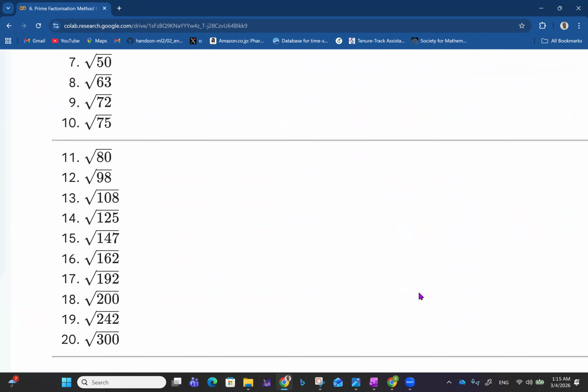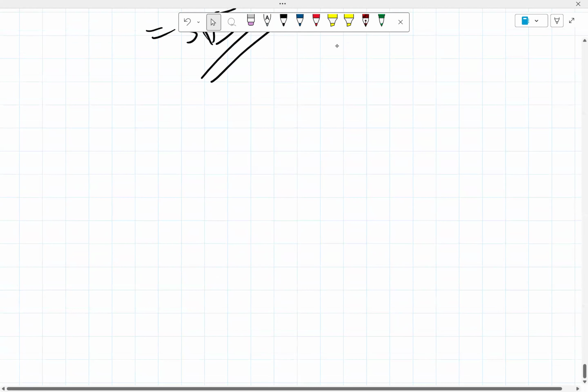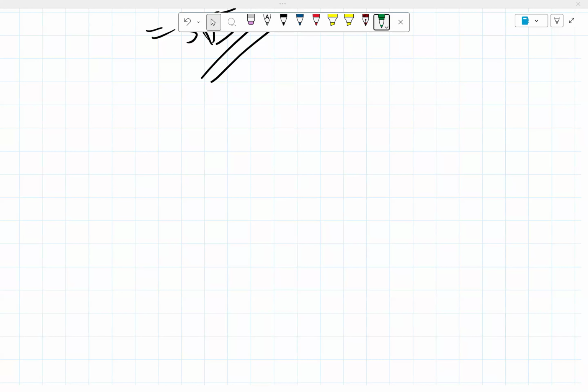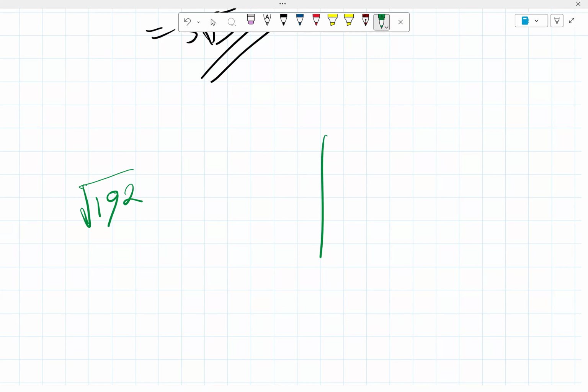So now let's take a number that might be quite big. Let me take 192, the square root of 192. So for the square root of 192, what do we do? Again, we do the factorization, the prime factorization. So you have 192 here.